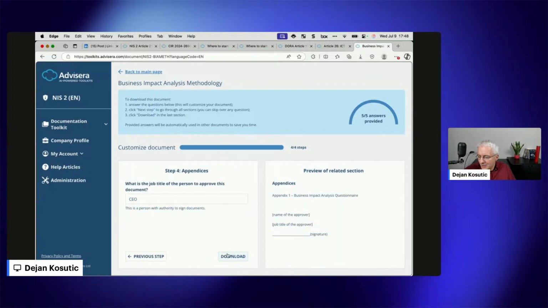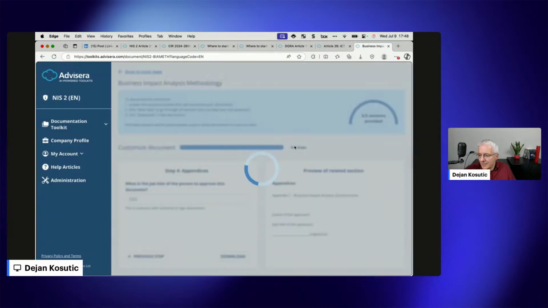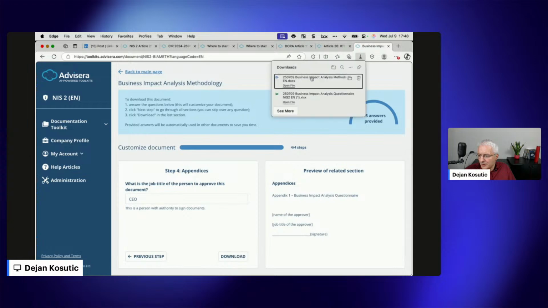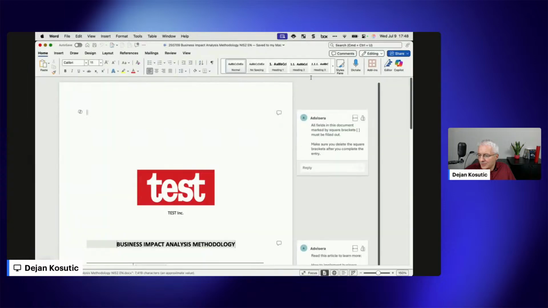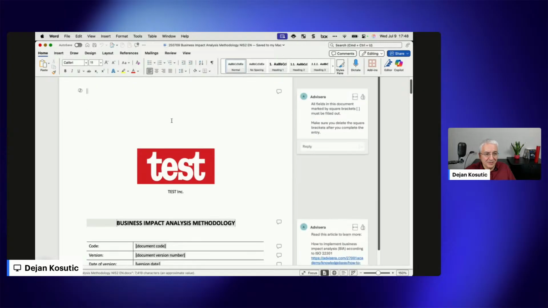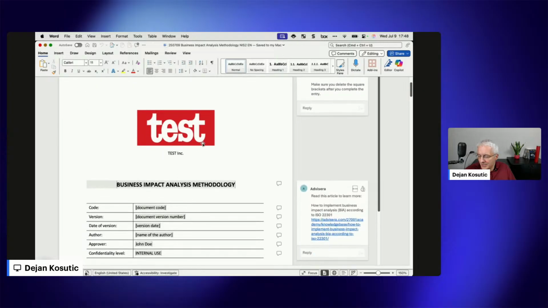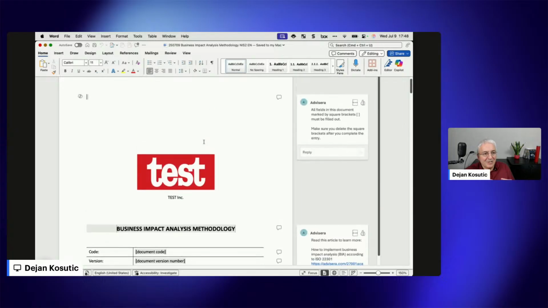So you fill this out, and then you download this document, and it will come out rather quickly. I'll open this now and show you how it looks. Then you download to your local disk this particular document, in this case the business impact analysis, which is already personalized for your company.